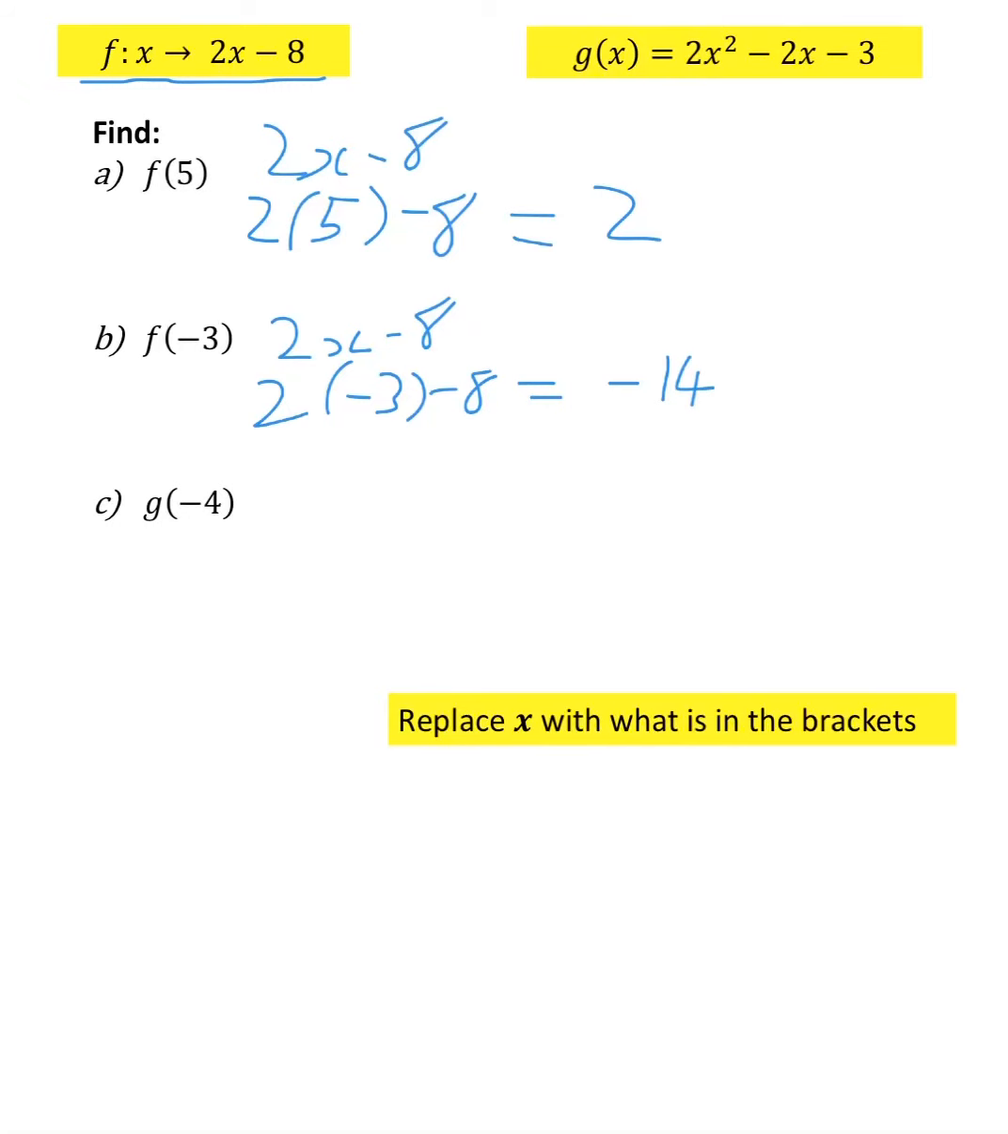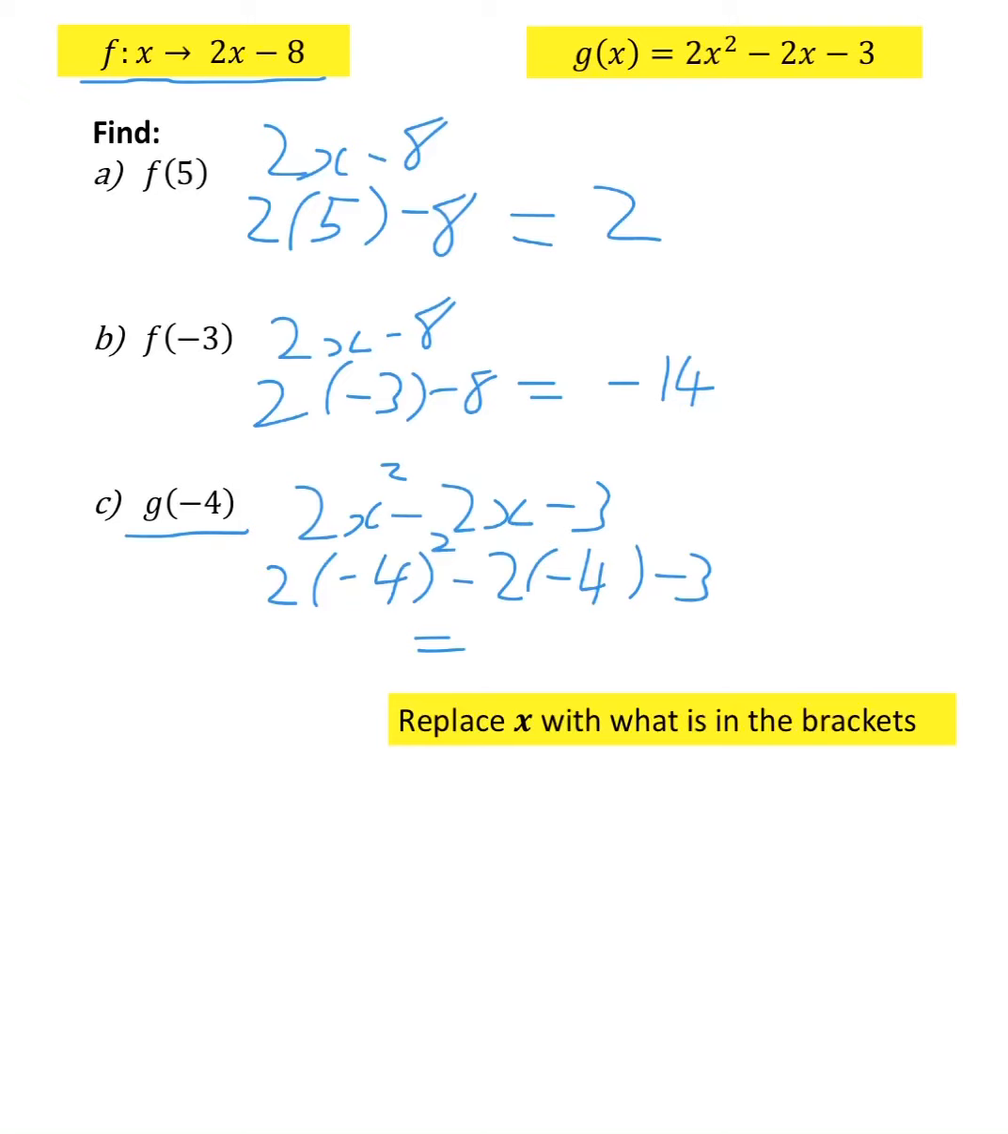Final one then, it's the g of x function. So let's just write that down. So 2x squared minus 2x minus 3. And now let's replace x with minus 4. So 2 times minus 4 all squared minus 2 times minus 4 minus 3.